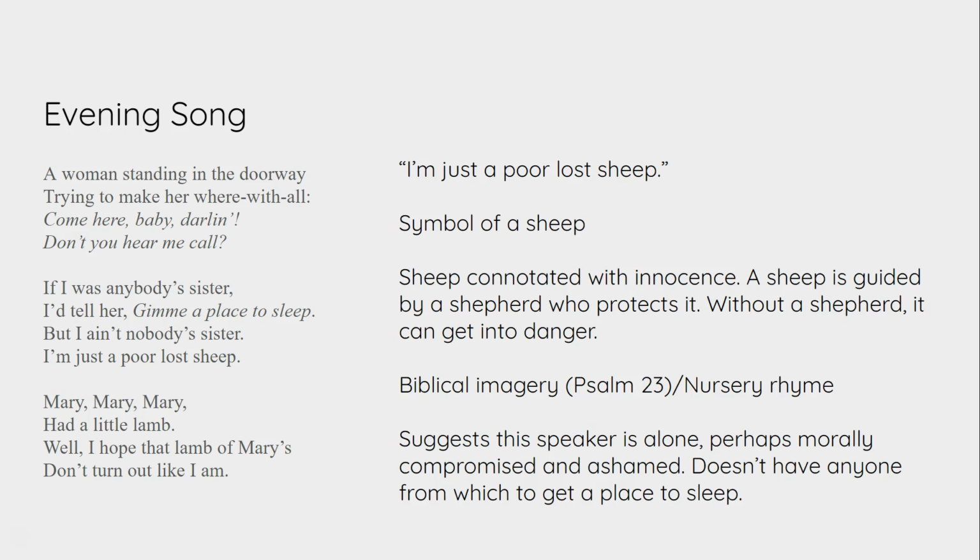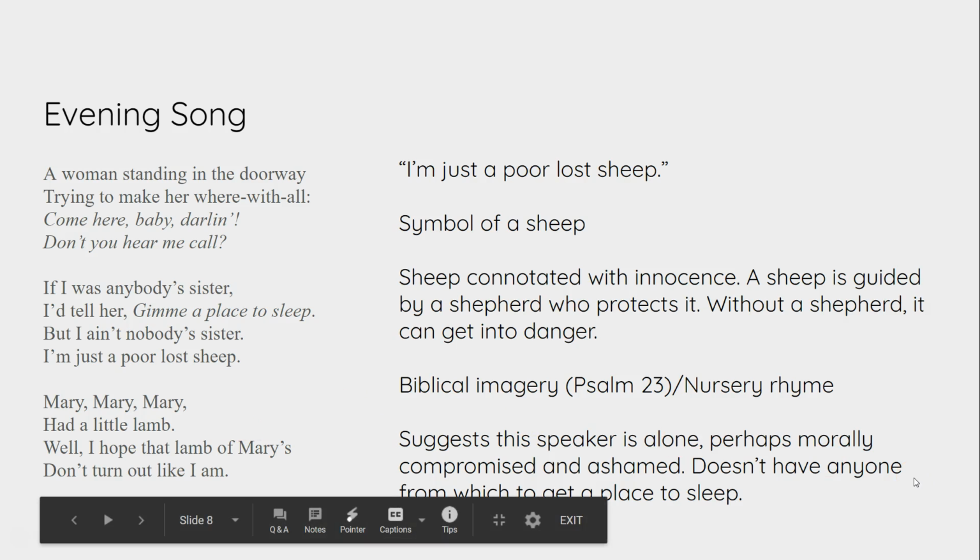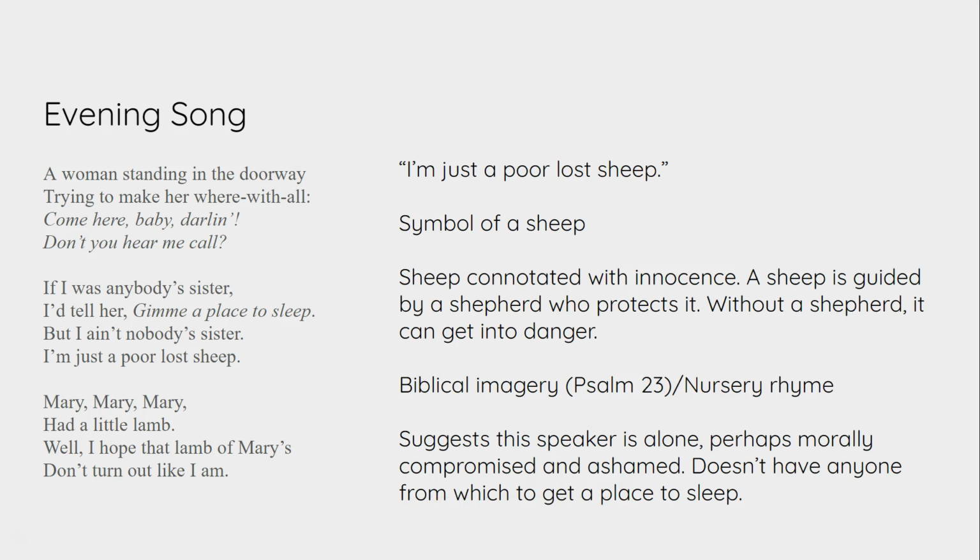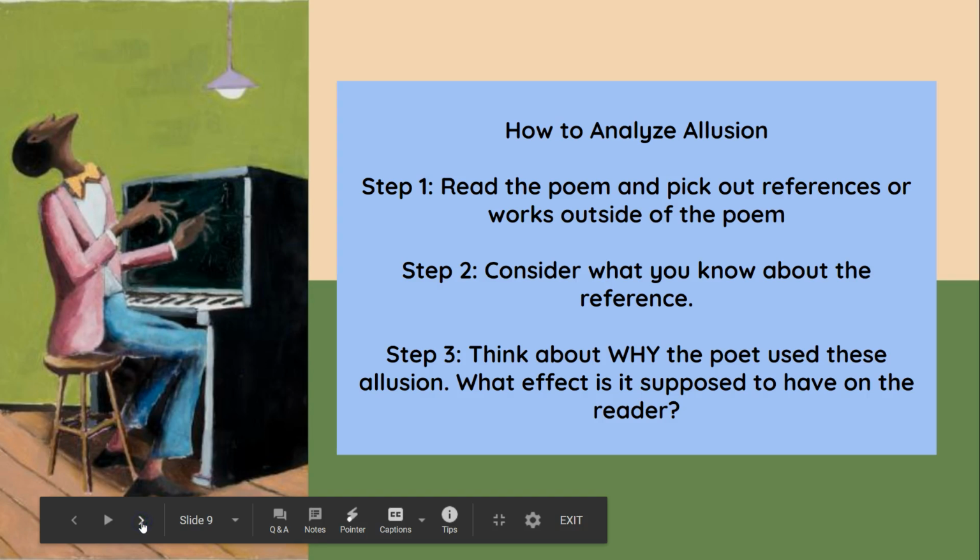You may have also heard sheep referred to in nursery rhymes, like Mary Had a Little Lamb. And in that rhyme, we see that the sheep is this sweet, innocent little lamb that follows Mary around because Mary loves it so. So by saying that the speaker is a poor lost sheep, it suggests that the speaker is alone, perhaps morally compromised. We gather that from the fact that it's outside of a prostitute store in the evening, and perhaps even ashamed. The speaker doesn't have anyone from which to get a place to sleep, even this prostitute.